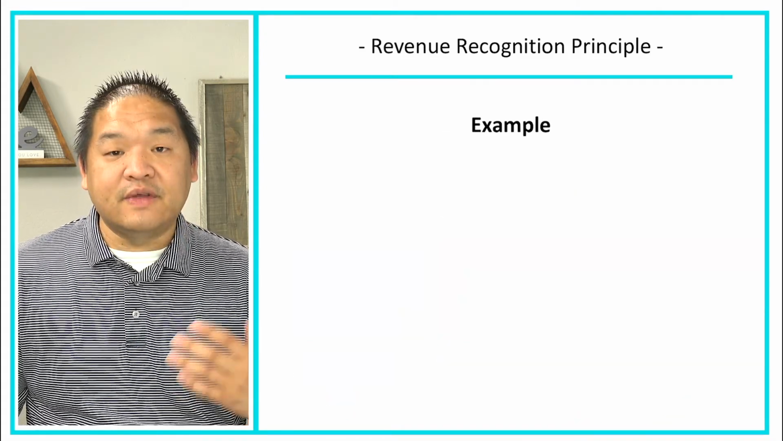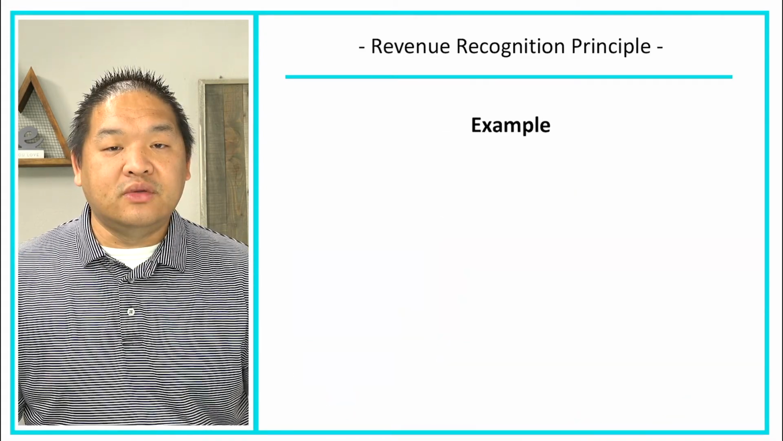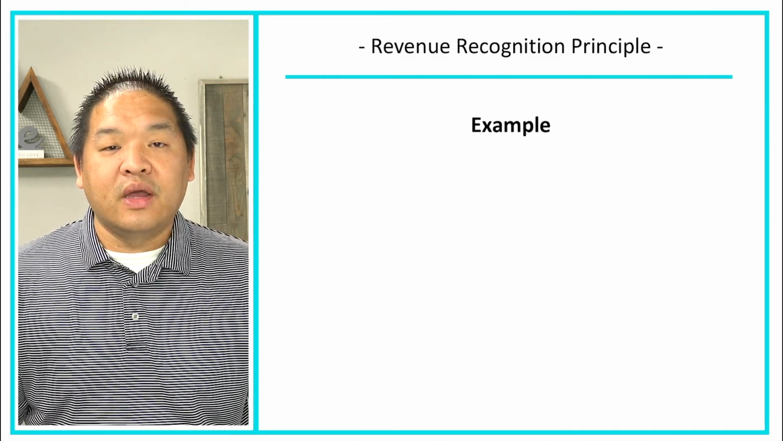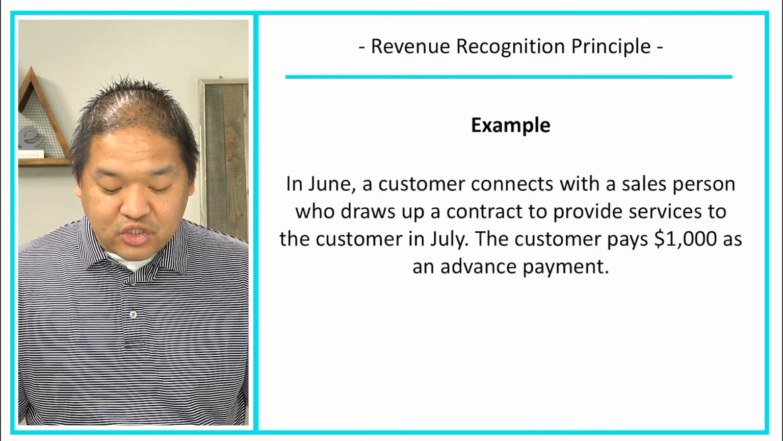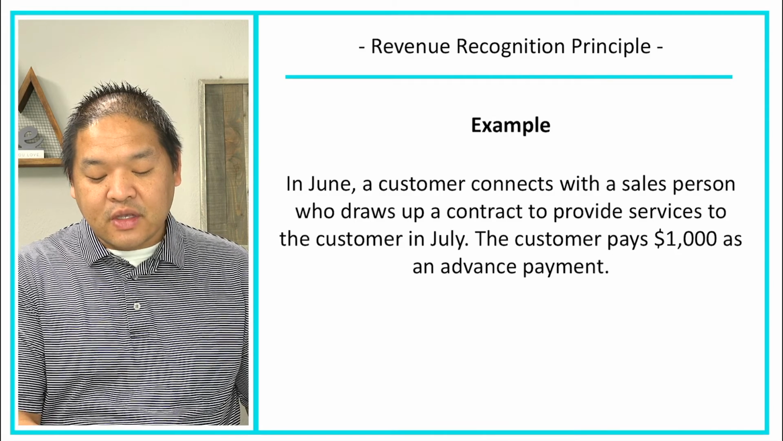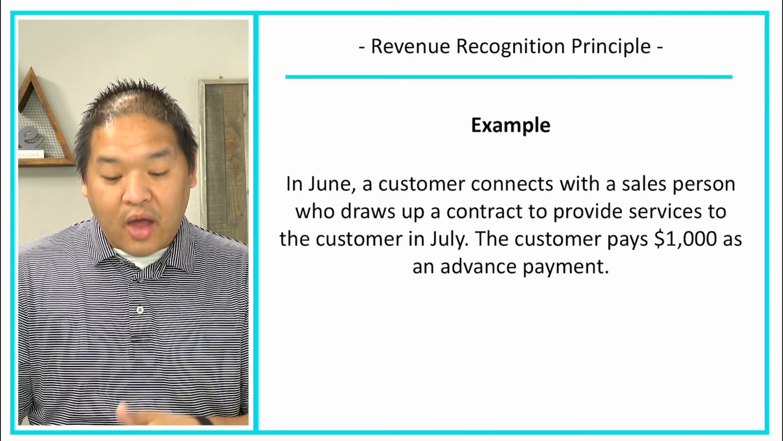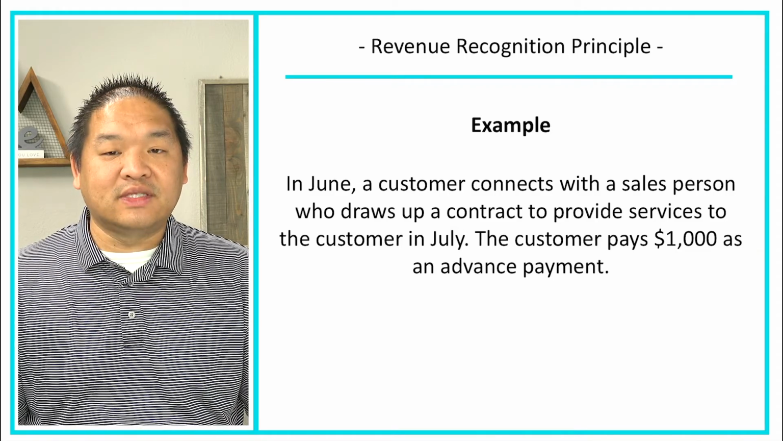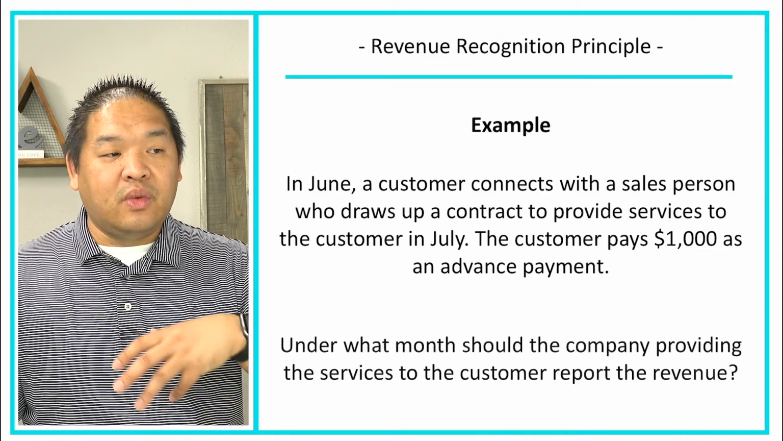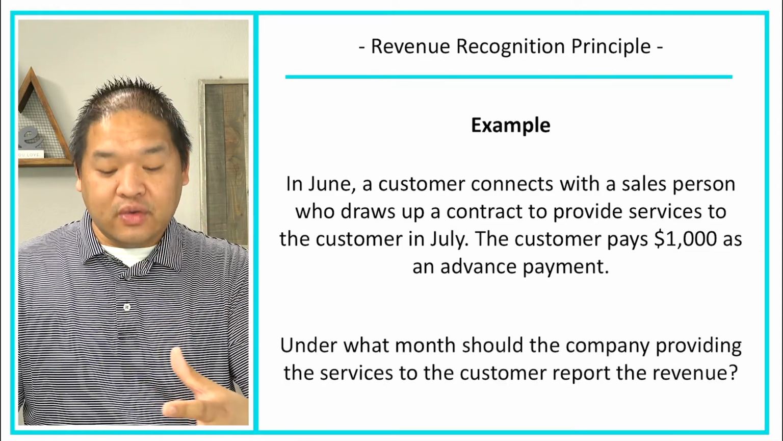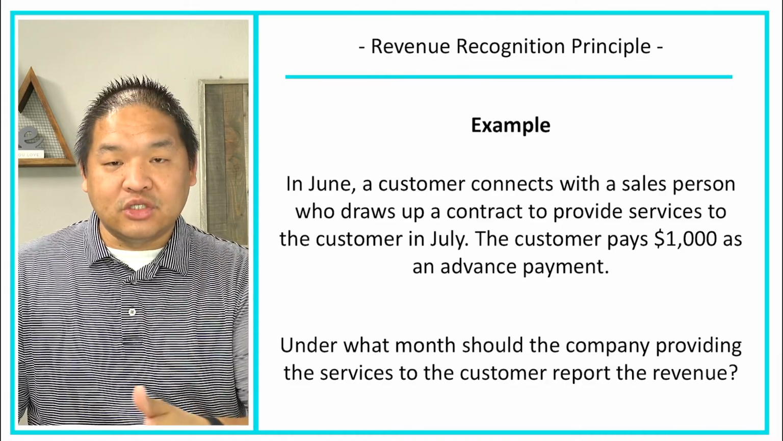So let me give you a couple of examples here. I'll walk you through them and you tell me when we're actually going to book the revenue. So the first example, in June, a customer connects with a salesperson who draws up a contract to provide services to the customer. In July, the customer pays $1,000 as an advance payment. So we have $1,000 coming into us in June, but we don't perform it until July.